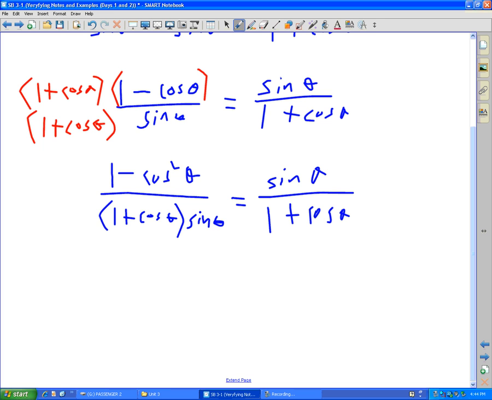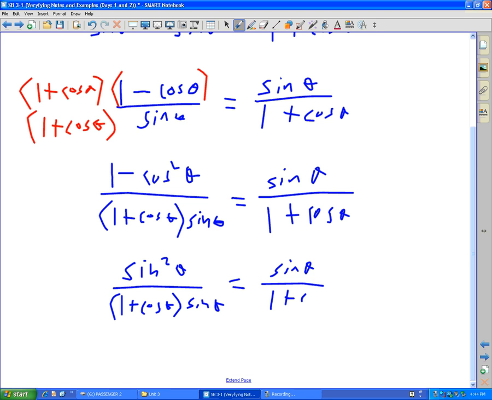We're going to go ahead and make that substitution we were talking about now. 1 subtract cosine squared becomes sine squared. That's from the Pythagorean identity. Over 1 plus cosine, and then sine over 1 plus cosine. And here's actually two reasons why you did not want to distribute the bottom.